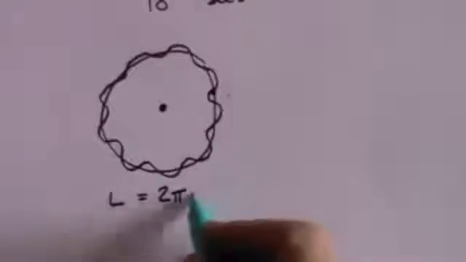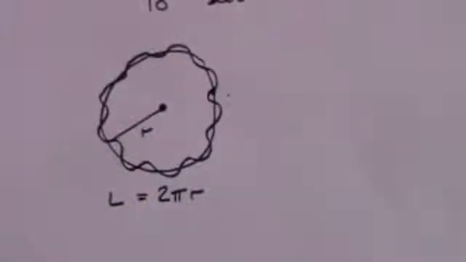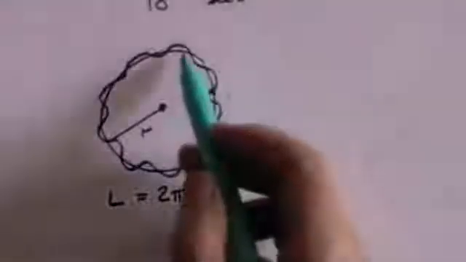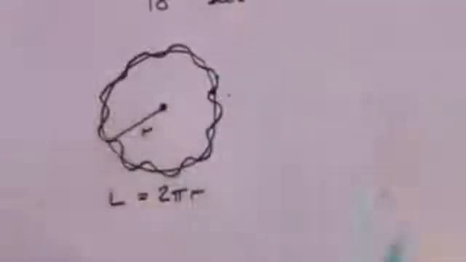And if the orbit length is L, which of course is the circumference of this orbit, the same as 2 pi r, where r is the radius of the orbit, then there are an integral number of wavelengths in that orbit. And any point on the standing wave remains the same.